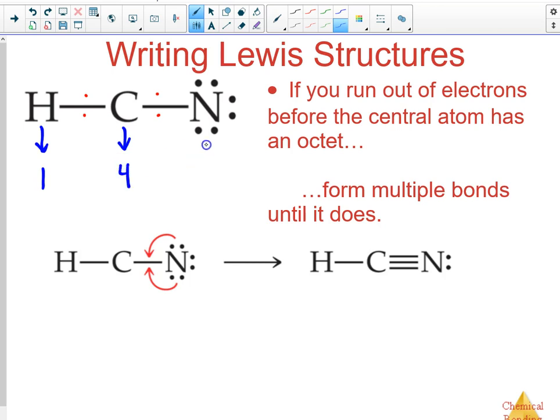4. How many does nitrogen have? 5. So add these up and you get what number? 10. Okay? So we followed the rules.